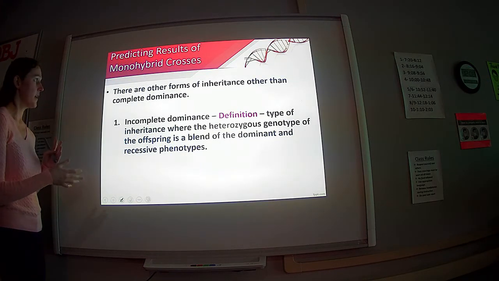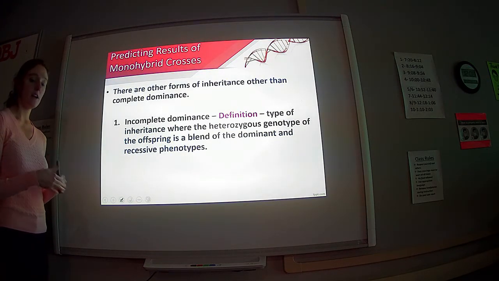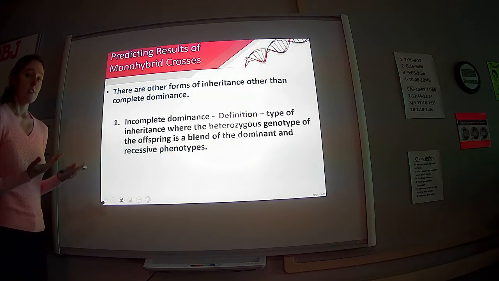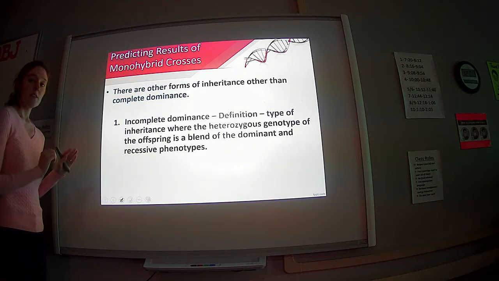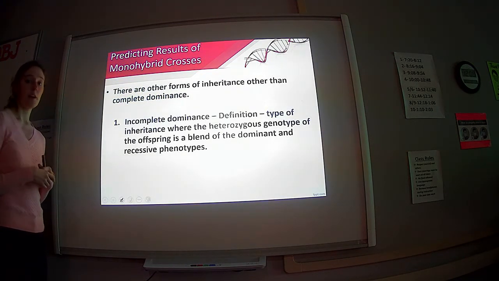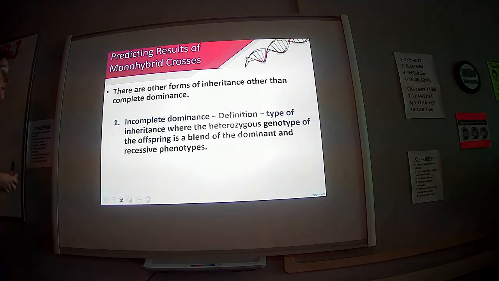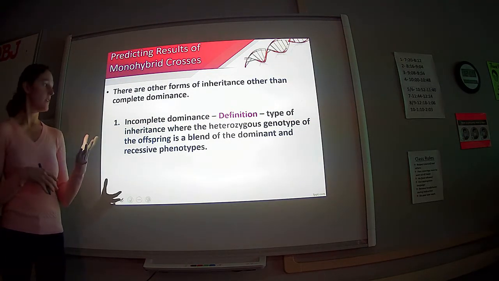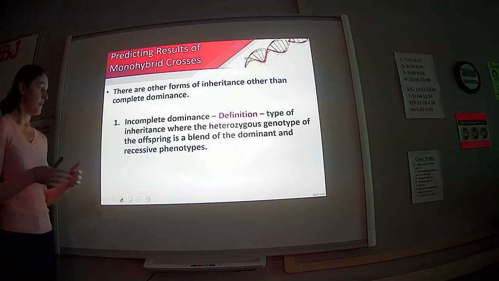So I'm going to show you examples of the other 2 types of dominance now, just so you have them written down and you're ready to go. I would suggest that you maybe keep a little notebook and write these down in it, so that whenever you are doing problems on your own, you have that to refer back to. So incomplete dominance is a type of inheritance where heterozygous genotypes are going to be blending. That means that there is no actual dominant trait. They just mesh together.